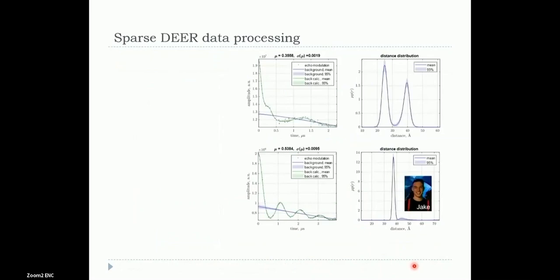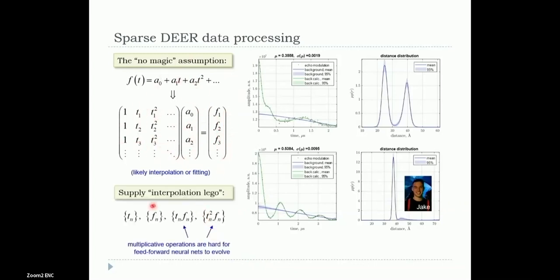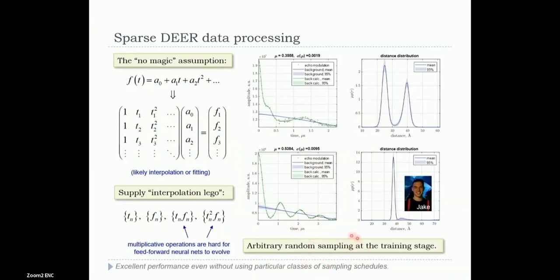We were also able to teach that network to process sparse DEER data using what we ended up calling the no magic assumption. You've seen from the previous slides that it more or less invents known mathematics. So we expected that it would find some kind of interpolation or fitting process. And of course, interpolation and fitting share exactly the same math. It's a matrix inverse times a vector in here. And to make it easier for it to do that math, we just supplied all of the components that are algebraically necessary to do that transformation. And behold, it started processing sparsely sampled data. Actually, for arbitrary sampling patterns, we didn't even have to tailor the sampling schedules in here.